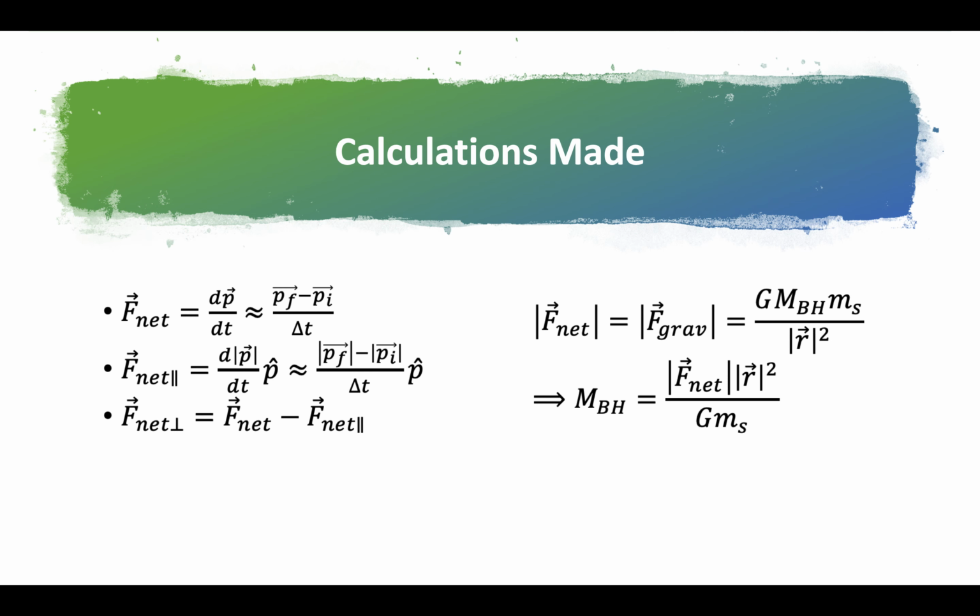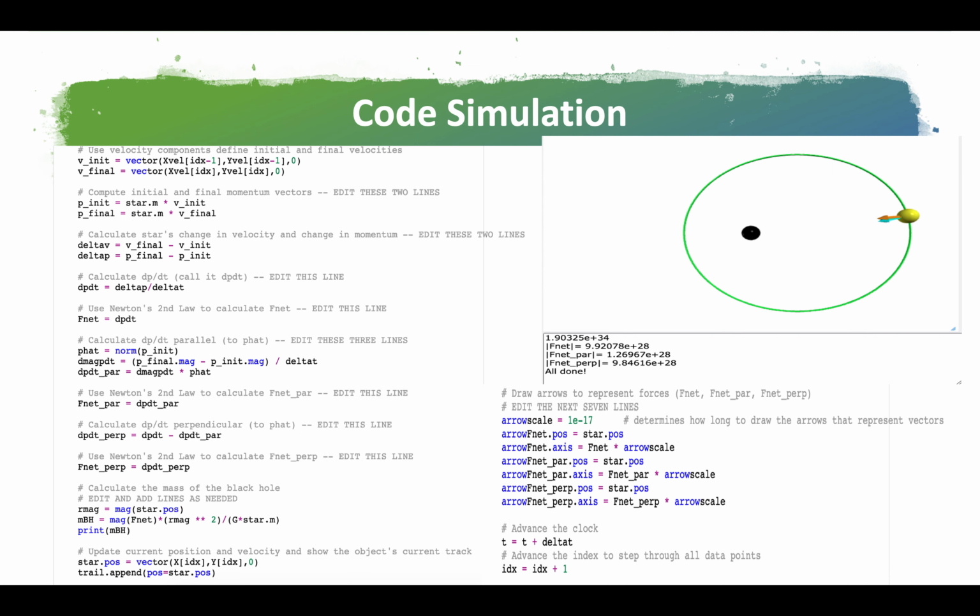At this point, the net force and its components had been determined. Finally, since the net force on the star only consisted of the gravitational force on the star by the black hole at the origin, the net force was equated to the gravitational force formula and then used to find an estimate for the mass of the black hole after each step.